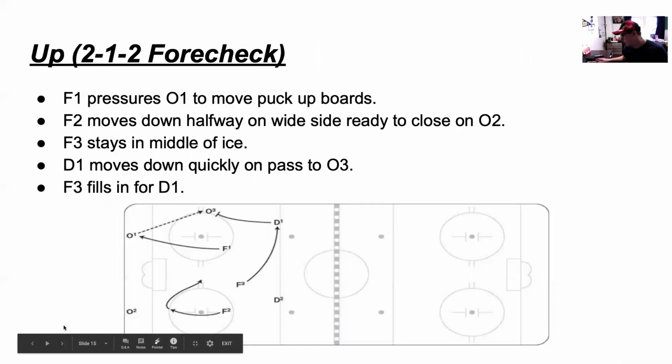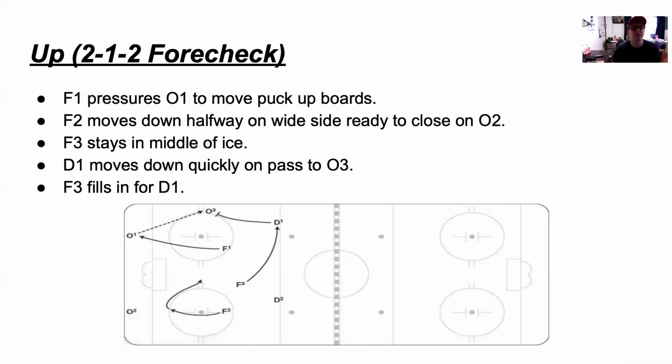So we have the up for this. So F1 pressures O1 to move the puck up the boards. F2 moves down halfway on the wide side, ready to close on O2. F3 stays in the middle of the ice. D1 moves down quickly on the pass to O3, and F3 fills in for D1.